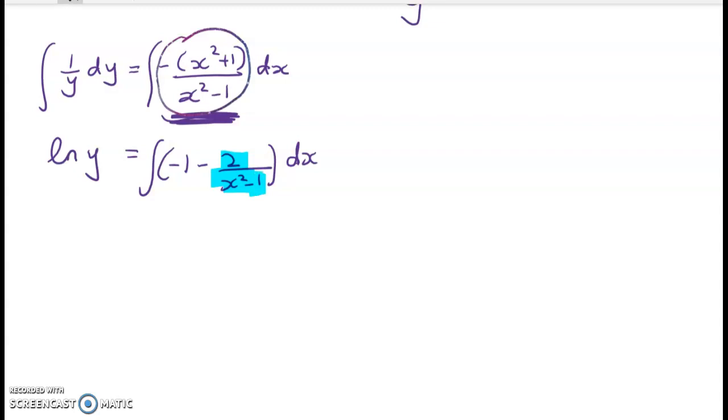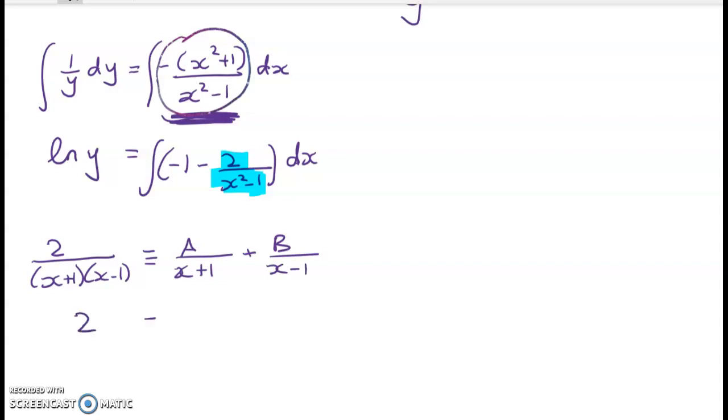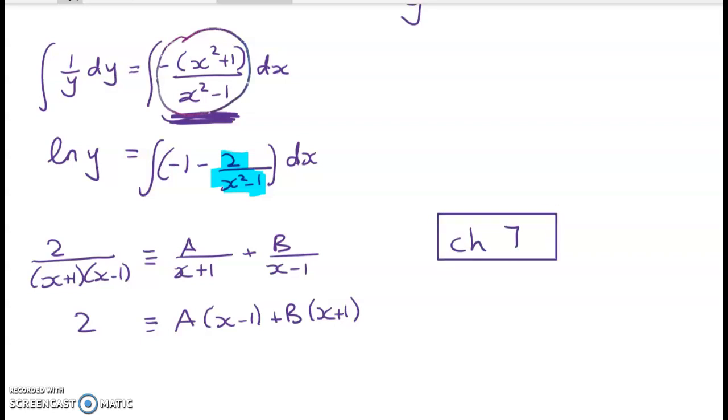I'm not going to do it all inside the integral sign. I'm going to split it up here. So 2 over x plus 1, x minus 1 can be rewritten as follows. We've got a over x plus 1 plus b over x minus 1. So 2 is equal to a times x minus 1 plus b times x plus 1. If you are having trouble with this, it's time that you urgently went over chapter 7 of the textbook. Hopefully not many of you are still having trouble with this.